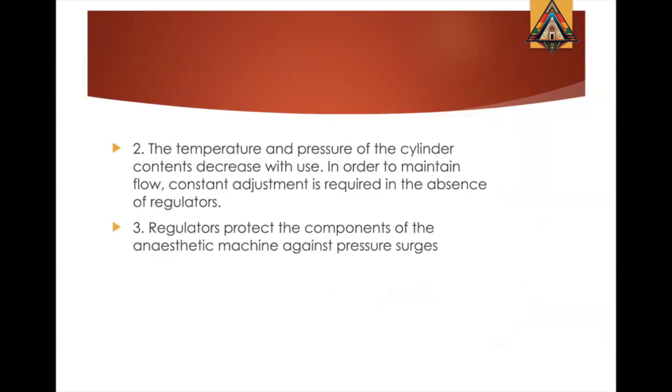The temperature and pressure of the cylinder content decrease with its use. The other justification for this is that within the cylinder itself, there is variability of pressure depending on how full it is and depending on the temperature. So we need a pressure regulator to maintain the same pressure throughout the lifespan of the cylinder. You have a regulator to also protect the anesthesia machine from those high pressures. The inside components of the anesthesia machine are calibrated and made to withstand a pressure of 4 bar or 400 kilopascal. When the high pressure from the cylinder faces those components directly, you risk rupturing them.